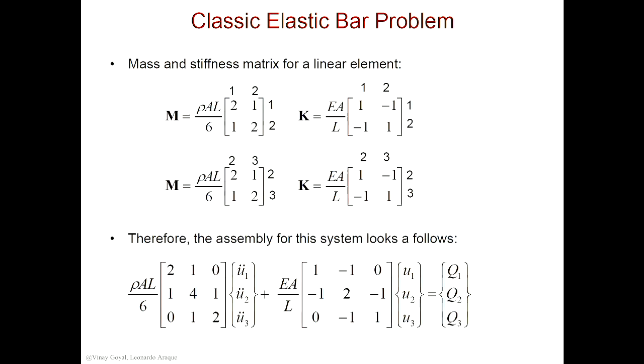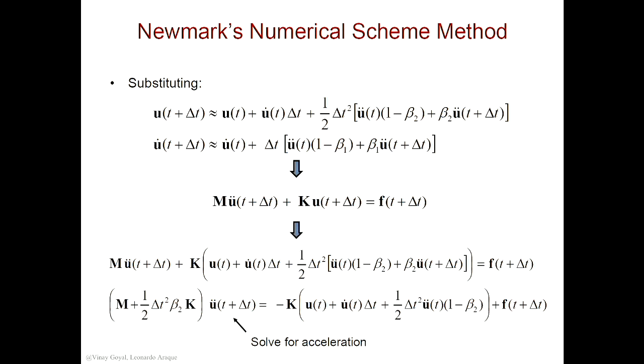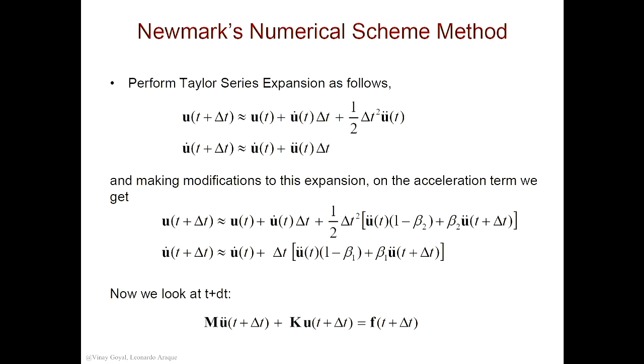So the beta 1 and beta 2, let me take you back. Beta 2 shows up in this equation, and then beta 1 shows up in this velocity equation. So remember when we talked about using Taylor series expansion? I said let's take the acceleration and interpolate the acceleration for the velocity term differently from the first equation, which I'm interpolating with beta 2. So we're just independently interpolating the accelerations between the future and the present, for both the velocity term and displacement term.